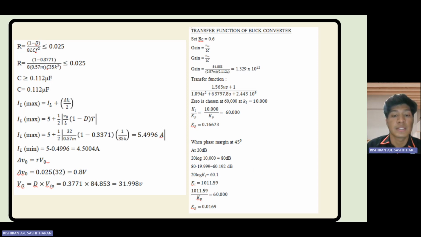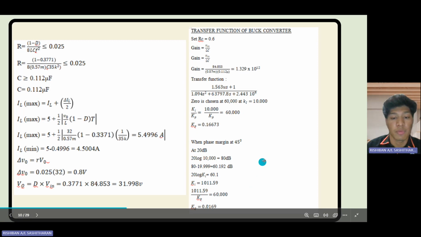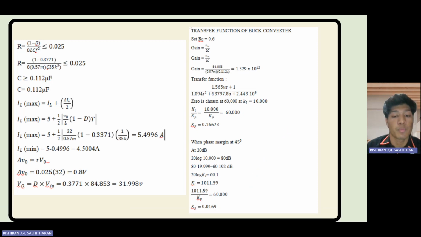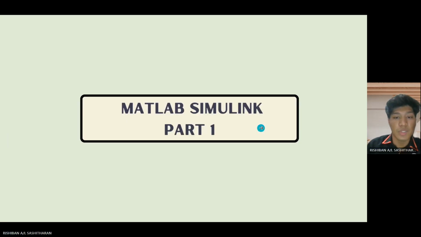If we get the value of Ki, we also can get the value of Kp. By the formula, 1011.59 divided by Kp equals 60,000. And then we will get the new value of Kp is 0.0169. Okay, now my friends, we will present about MATLAB simulation for part 1 and part 2.